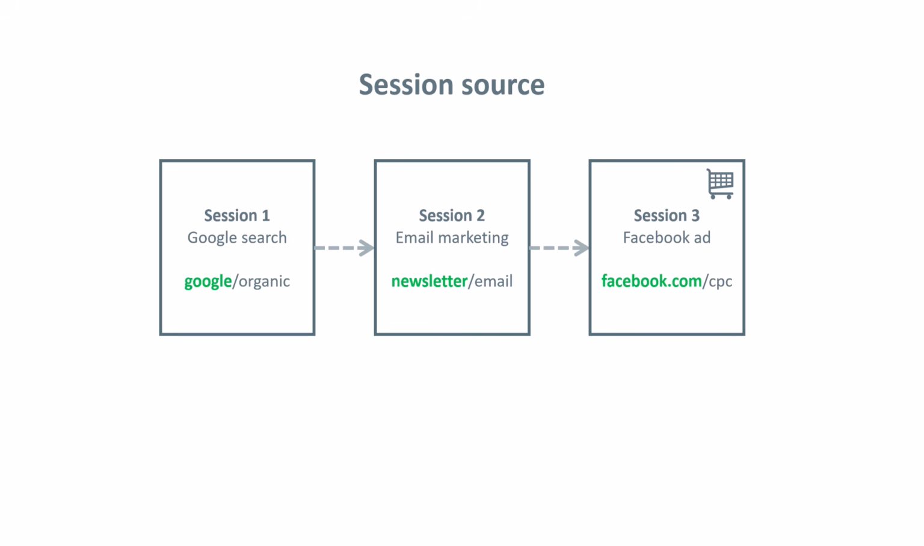Then if your report is using the session source dimension or any other dimension that starts with the word session, then the report would look like this. 1 session is attributed to Google, then 1 to newsletter, and 1 session was attributed to Facebook.com, plus that purchase was attributed to the latest session. In this case, session source cares not only about the first session of the user, but actually about all sessions. And it checks each session's traffic source and displays them individually in the report.